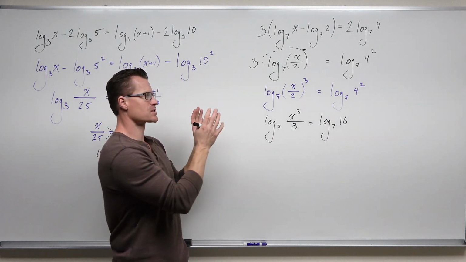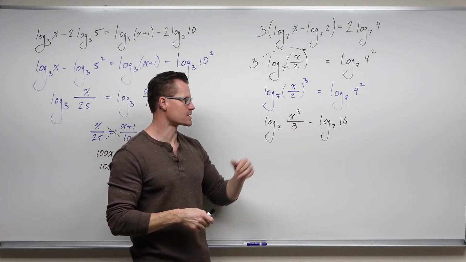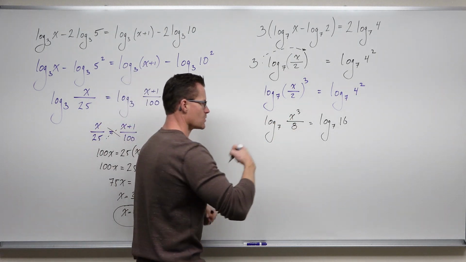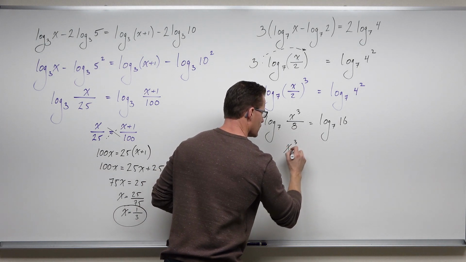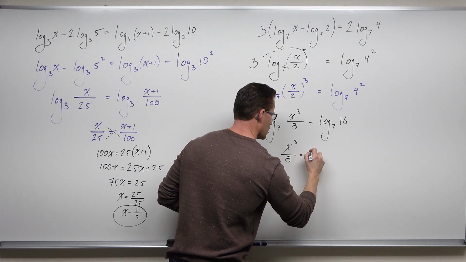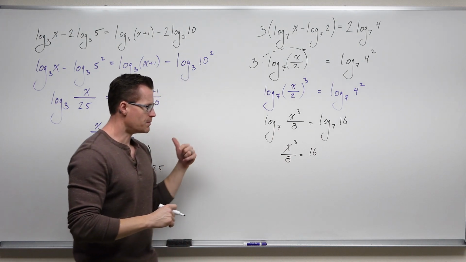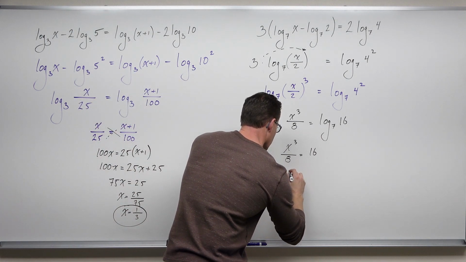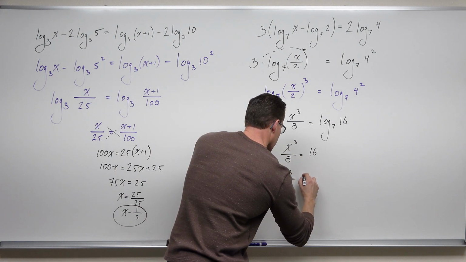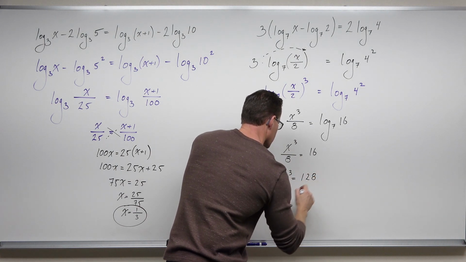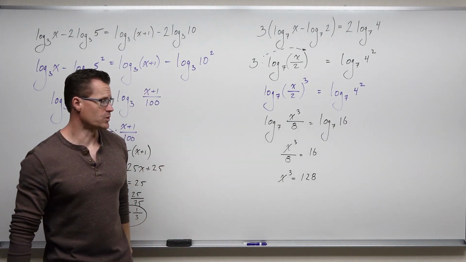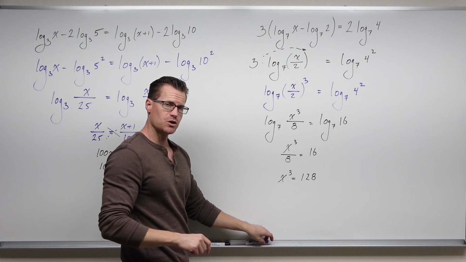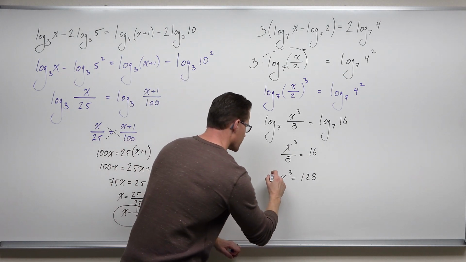So now this looks like what we want. We have 2 logarithms, the same base. We know that the only way this is equal is if our arguments or insides are equal. If we multiply both sides by 8, now we take a cube root of both sides. Remember, cube roots do not need plus and minus.